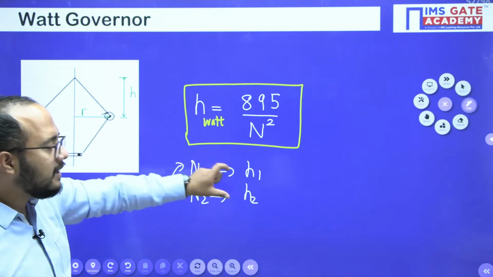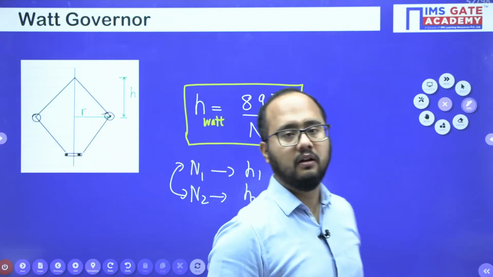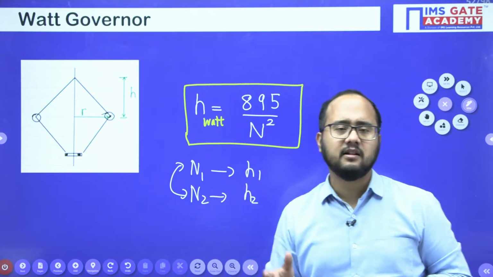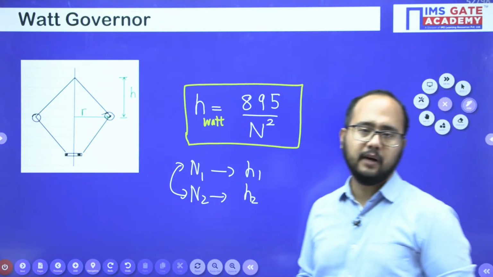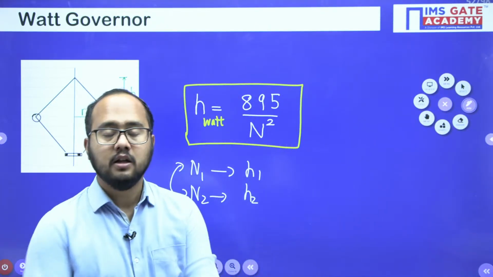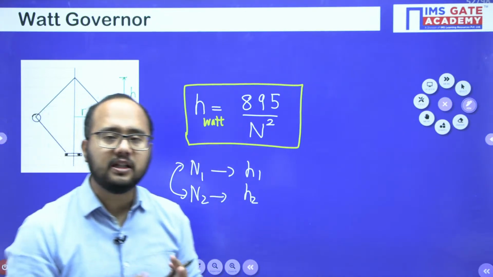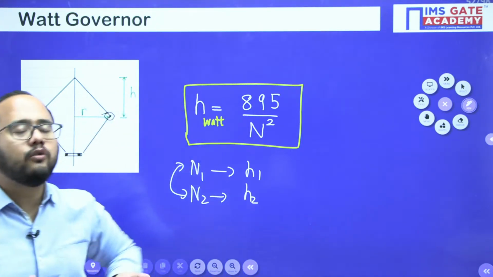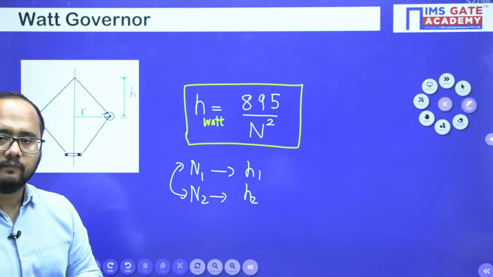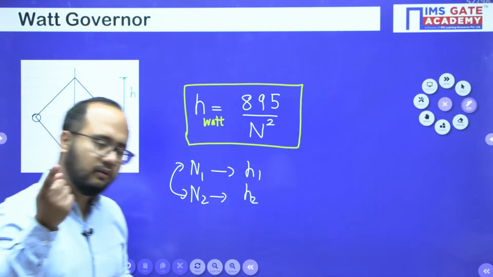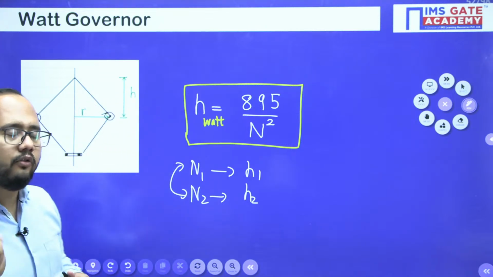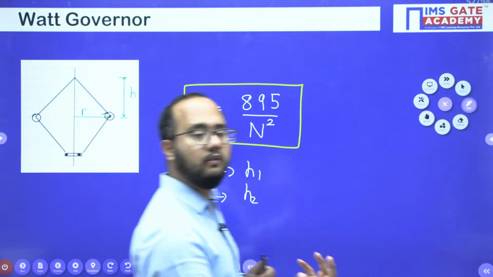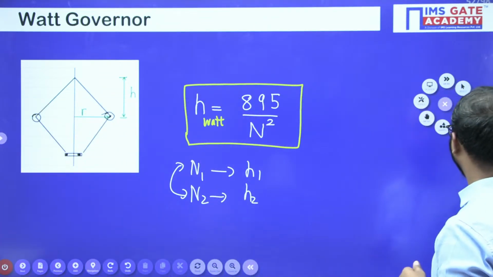So H1 minus H2 will be nothing but the movement of the sleeve, and if the movement of the sleeve is very less, how will you regulate the fuel supply? Actually we regulate the fuel supply based on the movement of the sleeve. If the sleeve is not moving, how can you regulate the fuel flow? We cannot regulate, right? So the regulation of the fuel flow will depend upon the movement of the sleeve. At least it has to move, then only the mechanism will work. Okay, so this point you should remember.